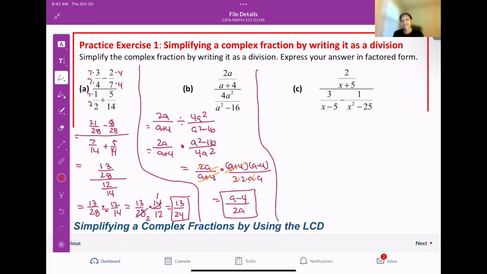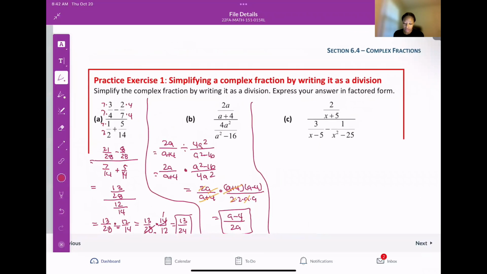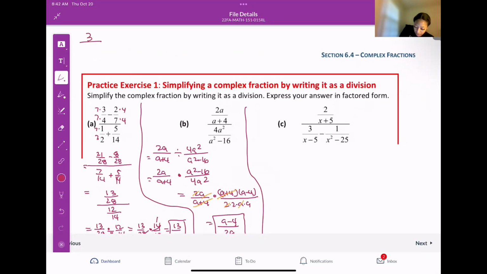So, last one of these, 2 over x plus 5 over 3 over x minus 5 minus 1 over x squared minus 25. So before we can rewrite this, we need to simplify what's in our denominator. If you want, you can kind of come off to the side and simplify that. 3 over x minus 5 minus 1 over x squared minus 25. This is 3 over x minus 5 minus 1 over x minus 5 times x plus 5. So we need to get a common denominator, multiply this first expression by x plus 5 over x plus 5.